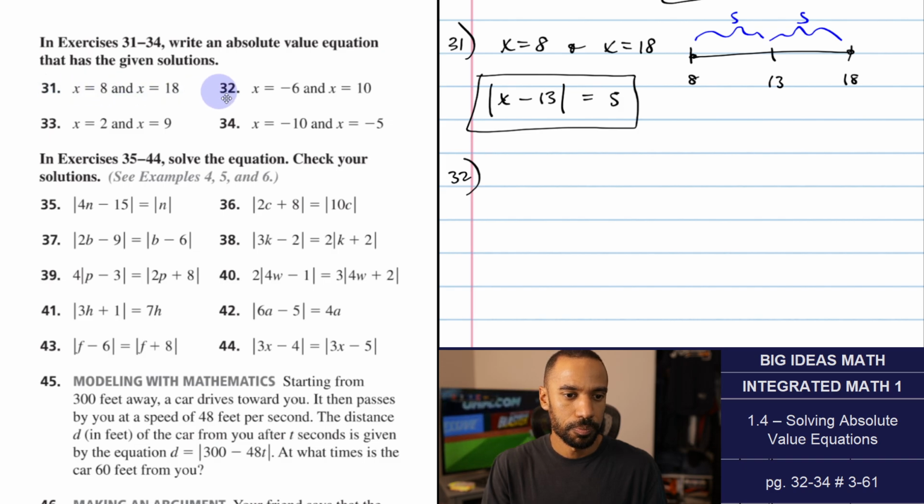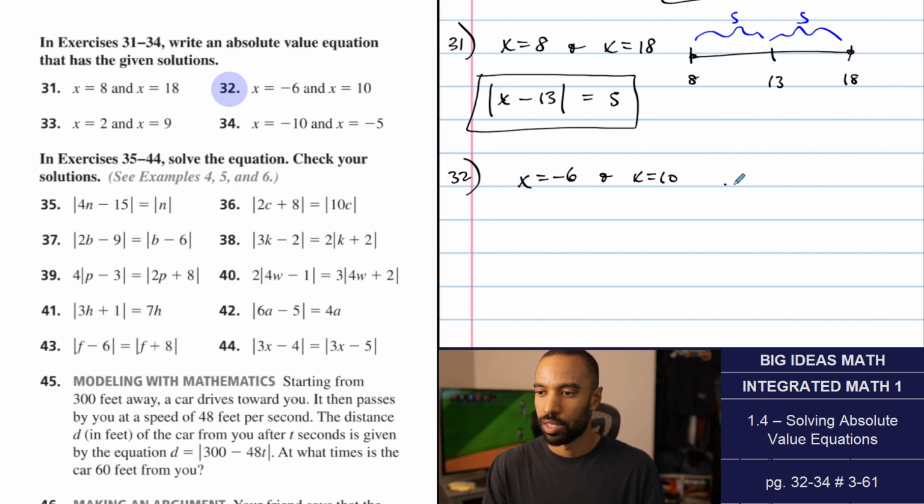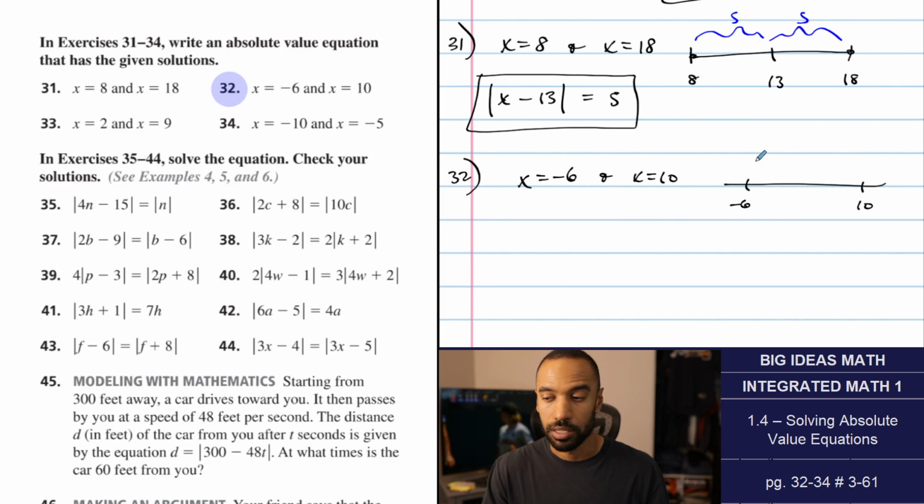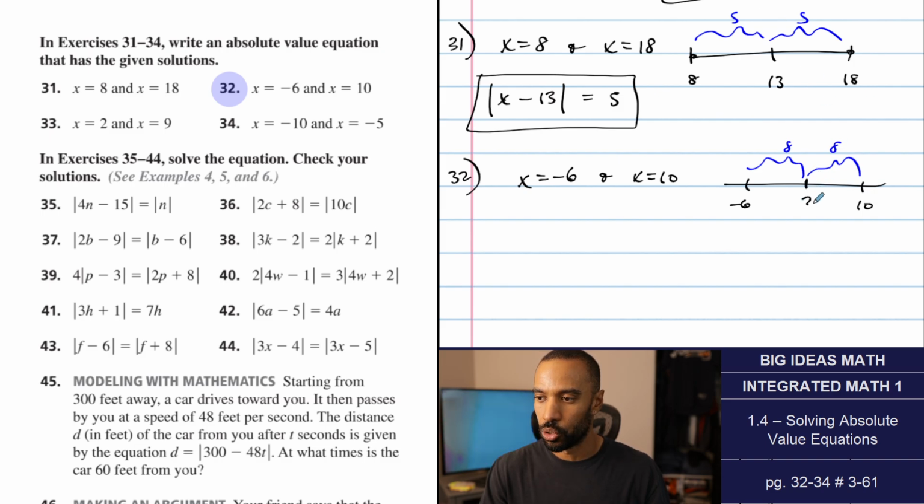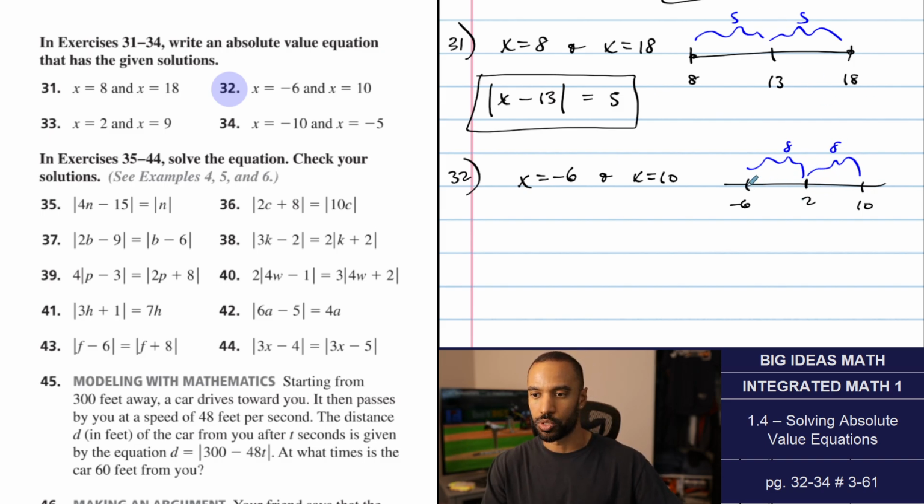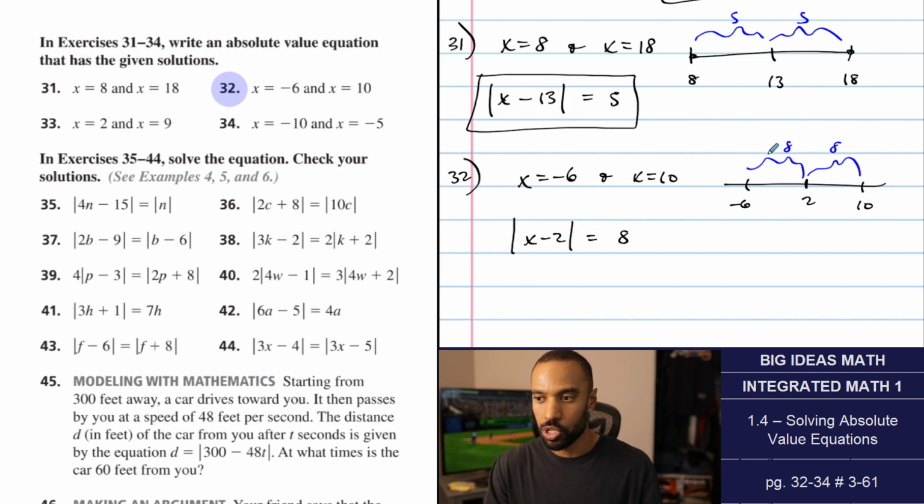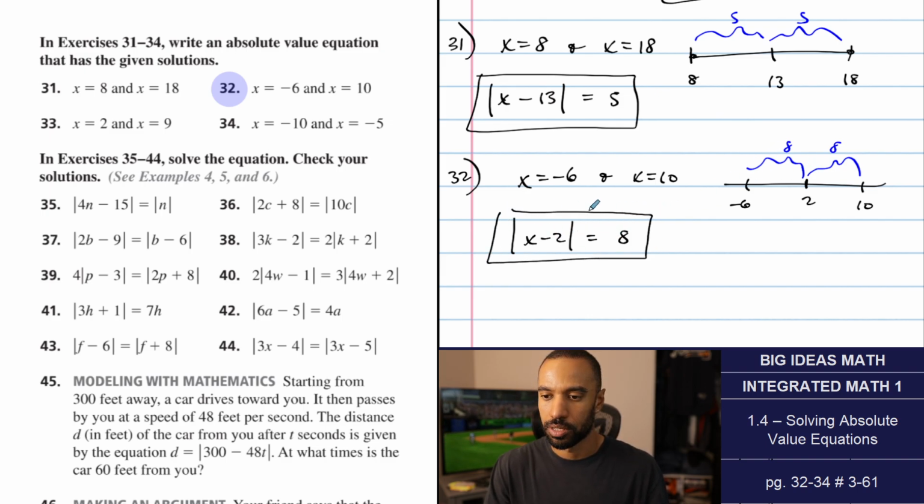On number 32, we have negative 6 and 10 as our x values. So, negative 6 is here, 10 is here. The distance between these two numbers is 16. Half that distance is 8. 8 away from 10 is 2 on the left side, and 8 away from negative 6 is 2 as well. So this equation would be absolute value of x minus 2 equals 8, as we will add or subtract 8 from 2 to get these other two numbers.